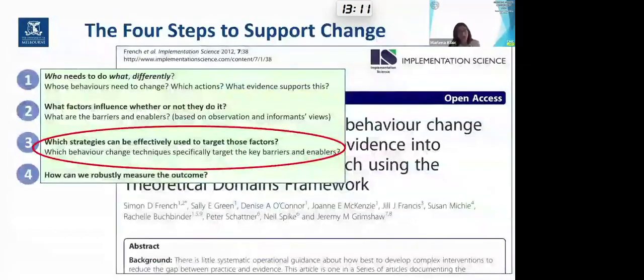And the next step then, once we've worked out what the barriers and enablers are, is to think about, well, can we change the behaviour? What can help us? What strategies or techniques can help us overcome those barriers and enhance those enablers? So here we're talking about behaviour change techniques.